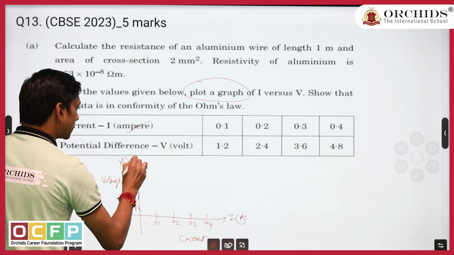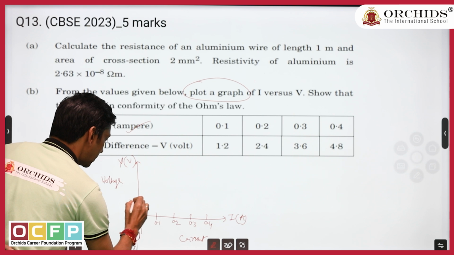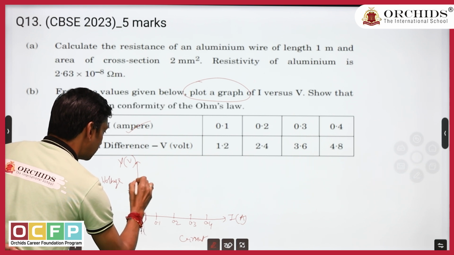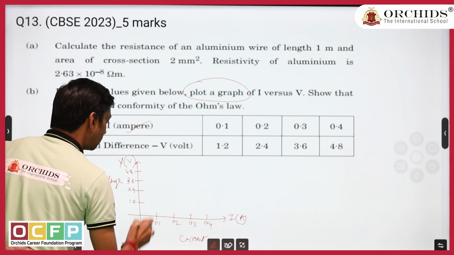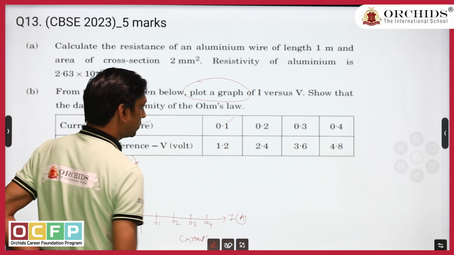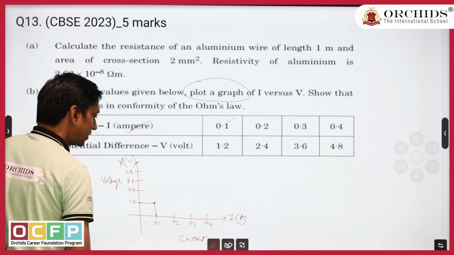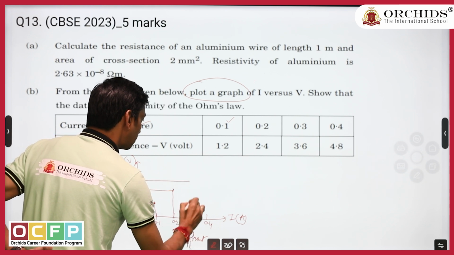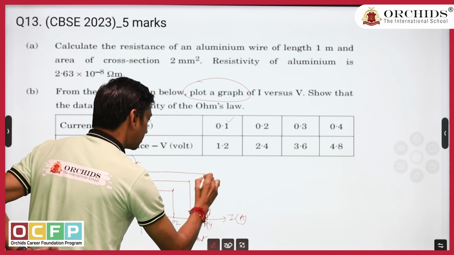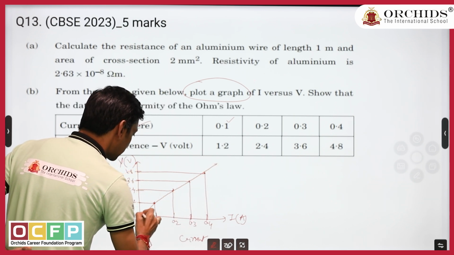So voltage we are measuring in terms of volt, and the voltage values, if you see, are equally divided: 1.2, 2.4, 3.6, 4.8. Now if you join these values, when the current is 0.1 ampere, what is the value of the potential difference across that? 1.2. Similarly, you have to plot all these points on a graph paper, and you will get a graph which looks like a straight line.